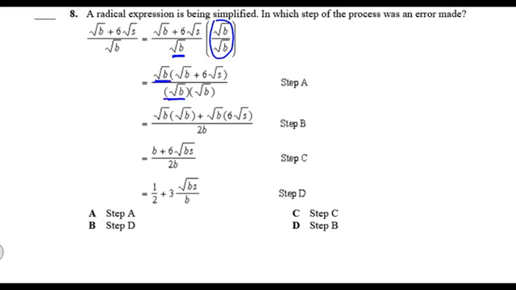Didn't really change anything. That is what's happening here. And then step B, they really distributed. That's another way of showing that distribution property. Root b times root b, b times 6 root s. That's what we did when we distributed. And then the bottom here looks kind of weird, because that's not what happens. If you go root b times root b, we talked about this a few times. Root b times root b is just b. So not 2b, just b.